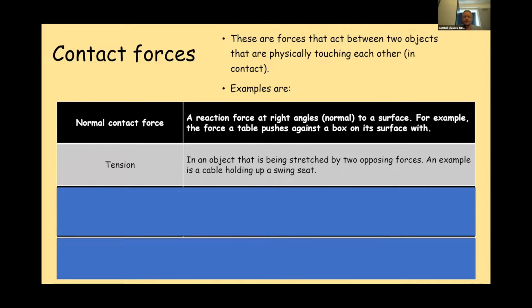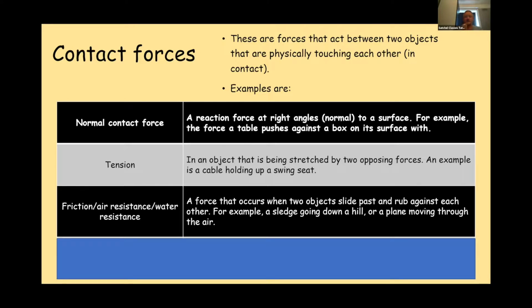Tension. Tension's not just when you're feeling under pressure, but it's also in an object that's being stretched by two opposing forces. It's an example of a force that, for example, is found in a cable holding up a swing seat when you're sat in it. Or even if you look up at your light in your living room or your bedroom or wherever you're watching this video, it's the stretch that's in the cable that's holding the light bulb to the ceiling.